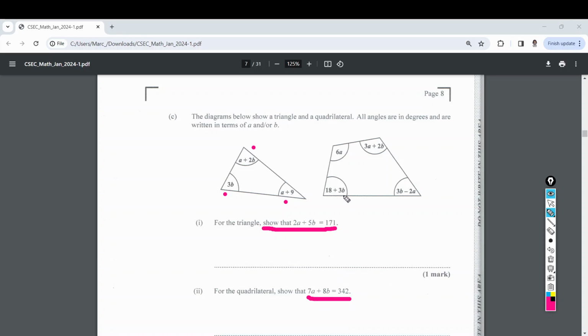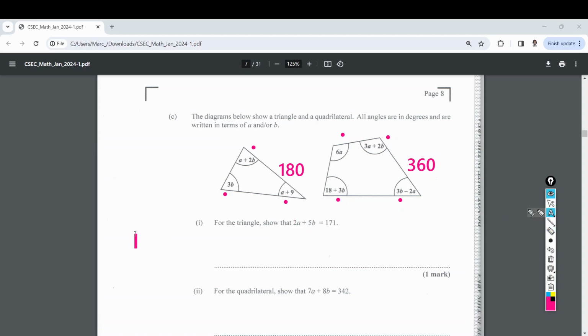But remember, guys, when you have a quadrilateral, you need to add the four sides. 1, 2, 3, 4, and that is equal to 360, right? So for the triangle, guys, triangles add up to 180. And for the quadrilateral, guys, quadrilaterals add up to 360. Okay? All right, so let's just do that then. Let's work them out then.